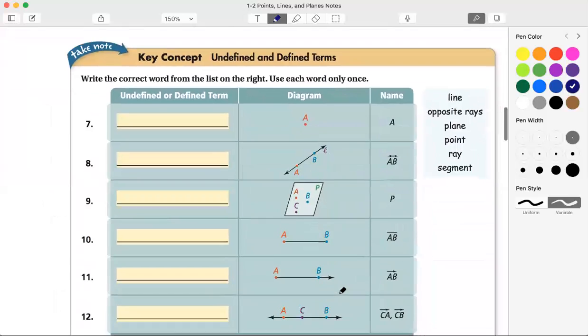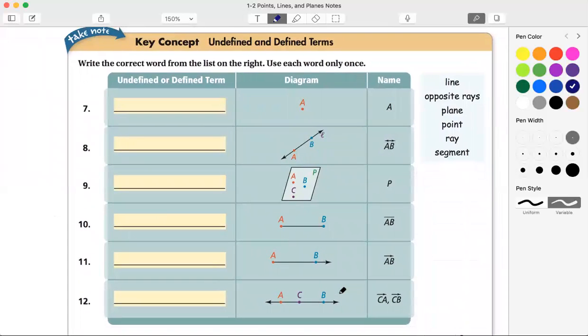All right, so some more definitions here. So we're going to write the correct word from the list to the right, and we're only going to use it once. So which of these words represents this diagram and its name? So this is some little tiny thing. We call that a point. Okay, so this is a point, and we call it point A. So check that off. Now, this is something that goes on forever in both directions. Okay, so this is called a line.